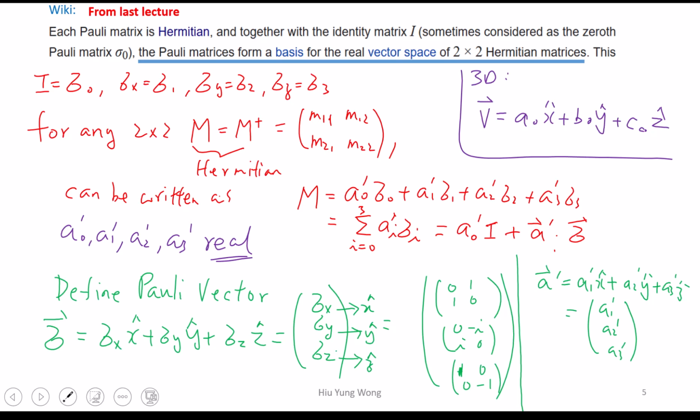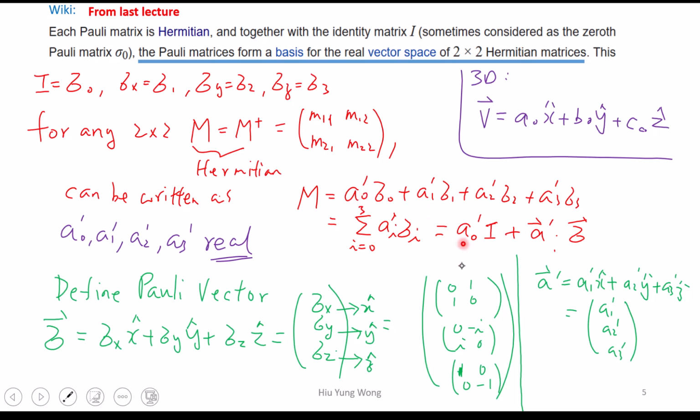If you don't want to call it a vector, fine. But just say that this can be expressed as a linear combination of these. Can you see that? Sigma 0, sigma 1, sigma 2, sigma 3 correspond to x hat, y hat, z hat. And then you can have a real number in front of each. In this particular case, indeed, A0 dash, A1 dash, all the way to A3 dash are real numbers. They need to be real numbers. And because of that, I can write it in this form.